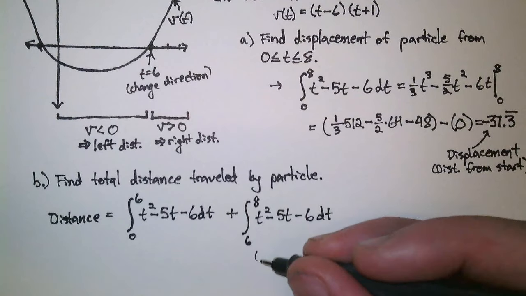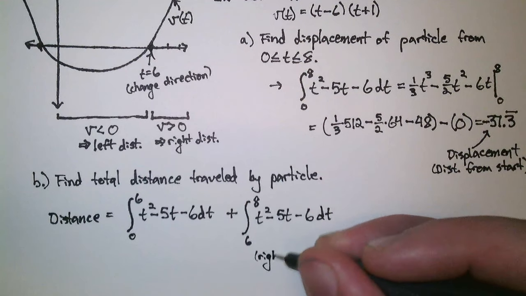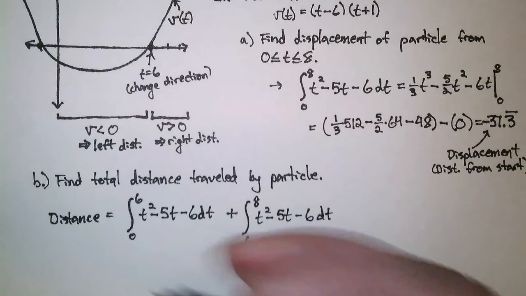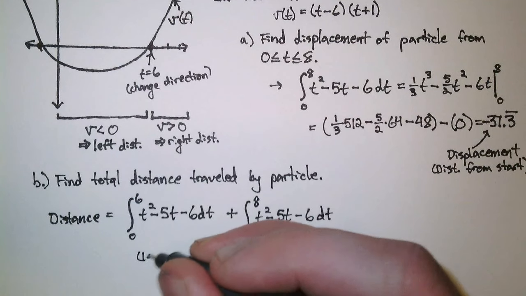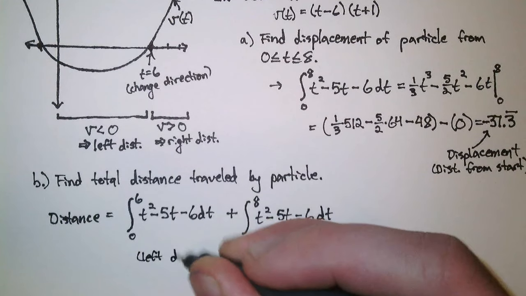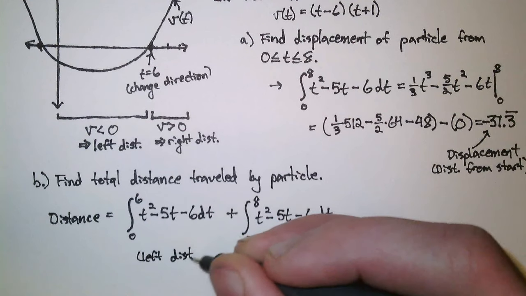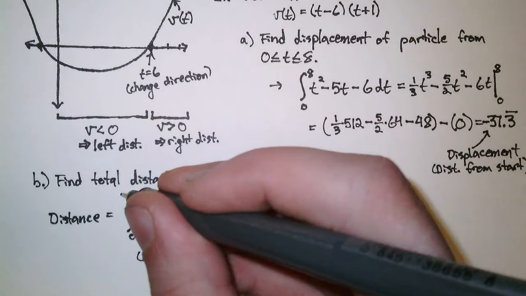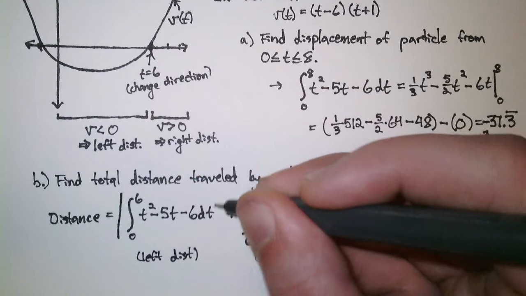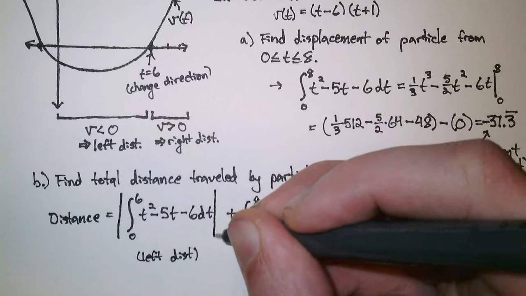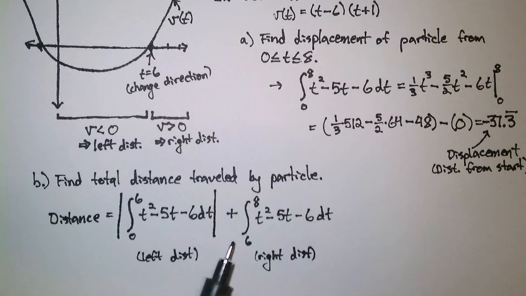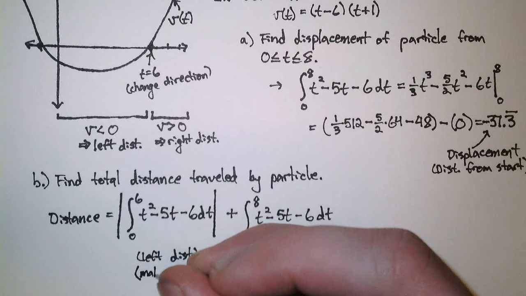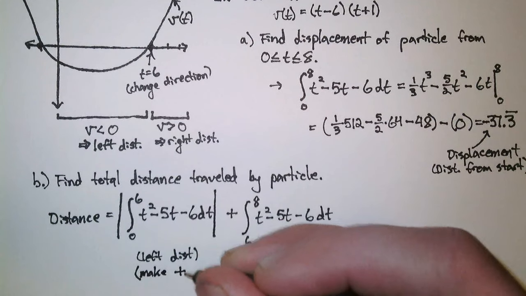Now, we need to find a way to reconcile the fact that the left integral is negative and the right integral is positive. We want to make them both positive, therefore adding to each other, rather than the left distance sort of canceling the right distance out and then some. We're just going to take the absolute value of the entire left distance. Basically just make the whole thing positive. That's all I'm doing there. We want the left distance to be counted as positive distance for the total distance calculation.